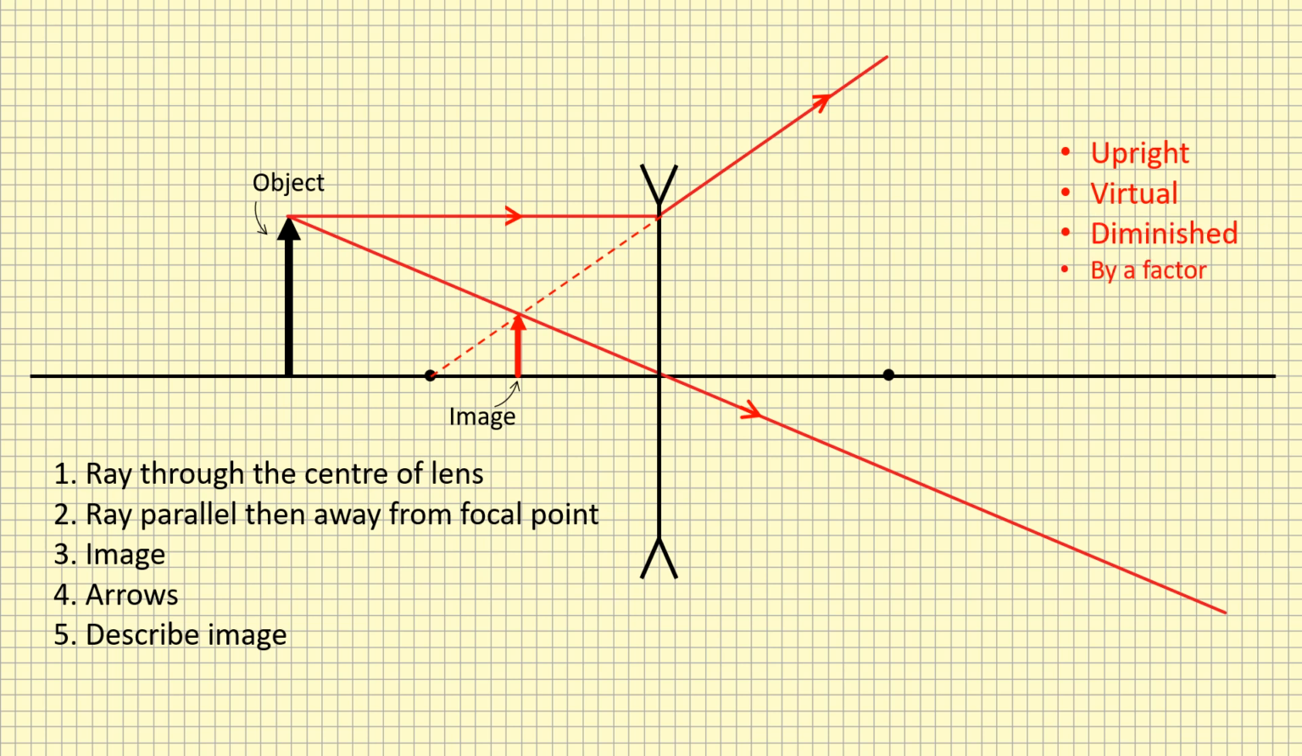Now, finally, we need to give what factor it's diminished by. So we need to use the equation image size over object size. So let's start counting. Let's count with the object size first. So if I count the number of squares, that's 10 squares for the object. And for the image, I've got 4 squares. So it's going to be 4 divided by 10. So it's times 0.4. That's the magnification factor.